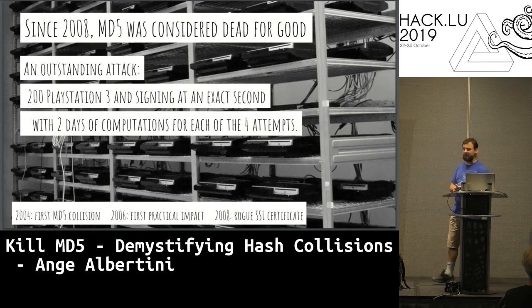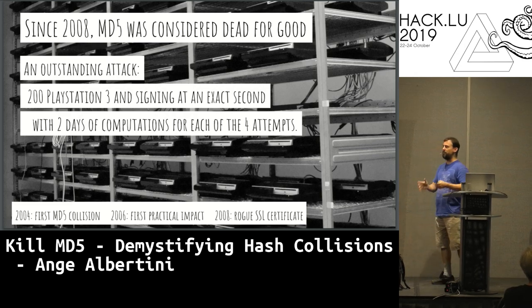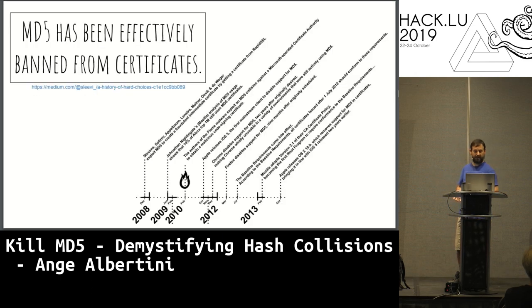It was not an easy feat. They required 200 PlayStation 3s signing at an exact second, and they had to plan in advance, 2 days before the computation, and they tried 4 times. So it was really like launch at the exact second and hope that the serial number will exactly be what they planned in advance. So it was like really Mission Impossible style, but it worked in practice, and the signing authority didn't know about it. So it should have been dead, right?